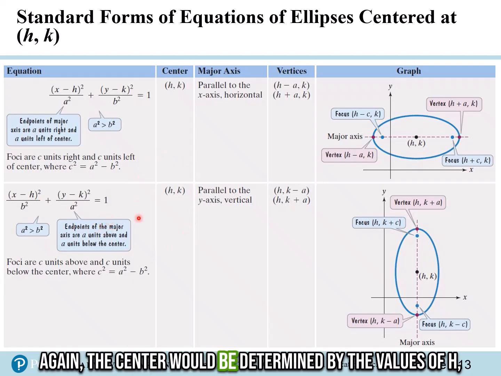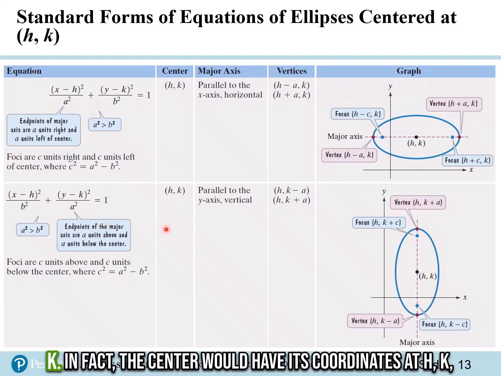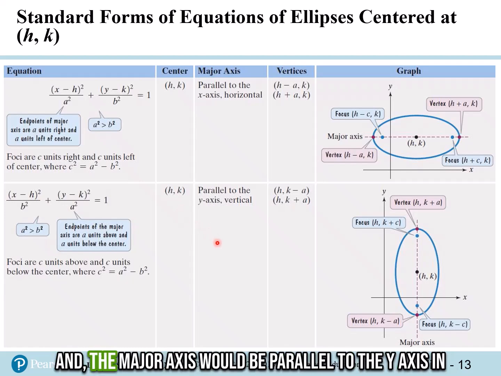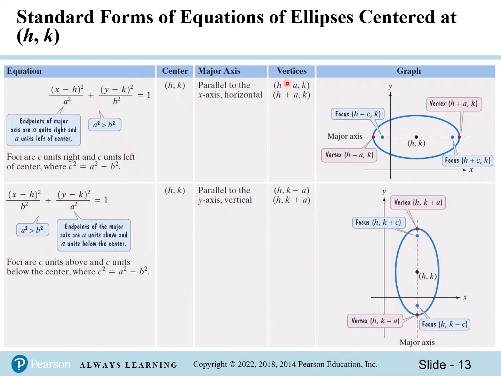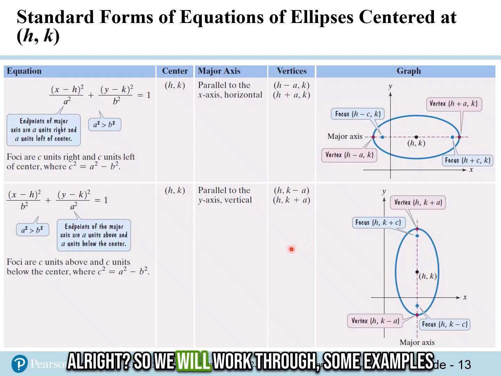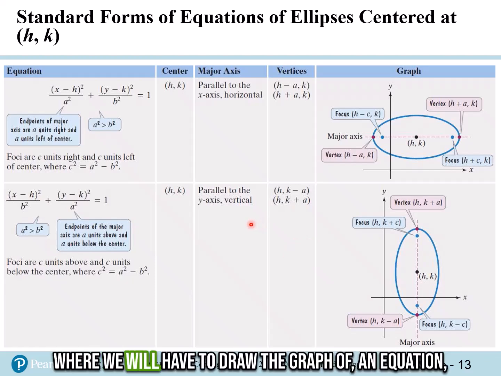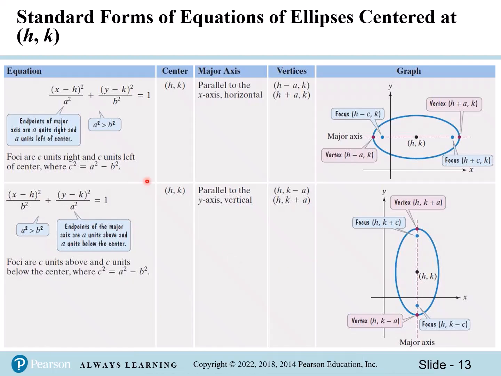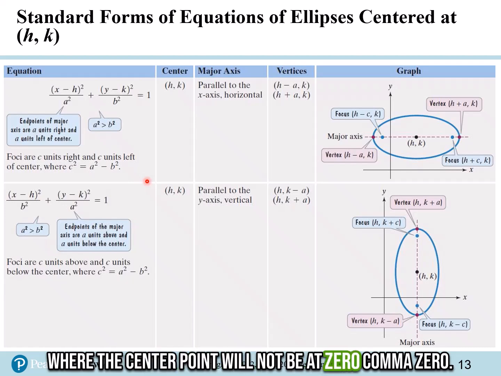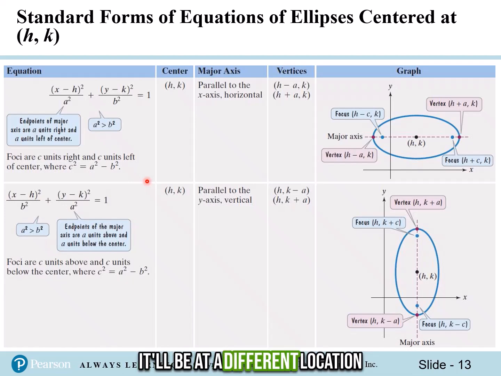Again, the center would be determined by the values of h, k. In fact, the center would have its coordinates at h, k, and the major axis would be parallel to the y-axis in that case. The vertices would be located at h, k minus a and h, k plus a. All right? So we will work through some examples where we will have to draw the graph of an equation which is really a translation where the center point will not be at 0, 0. It'll be at a different location based on the value of h and k.